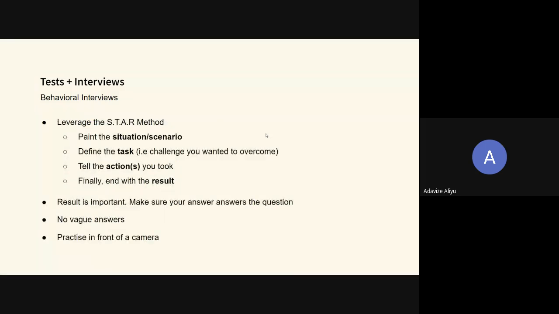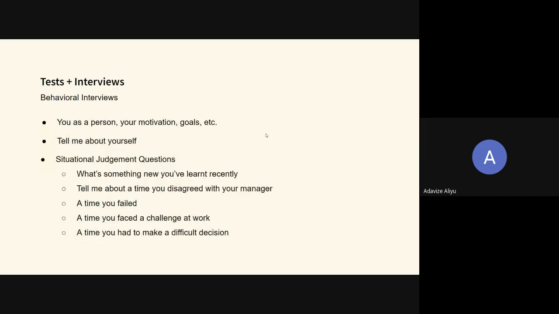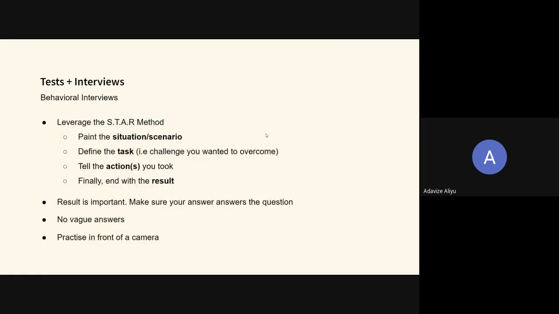And for behavioral interviews, there is something called the STAR method, and it's the most efficient for answering these behavioral questions. So, if you get a question like a time you failed or a time you faced a challenge at work, when you are going to use the STAR method, you have to paint the scenario and or the situation. So I was tasked with doing this at the office. And when you're answering these questions, you do not want to be vague. You want to provide as much context as possible.